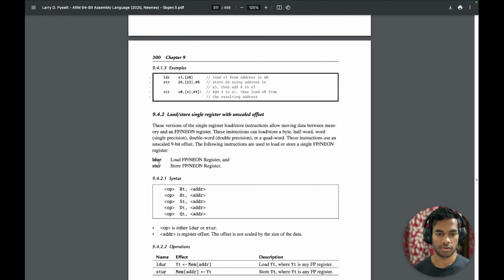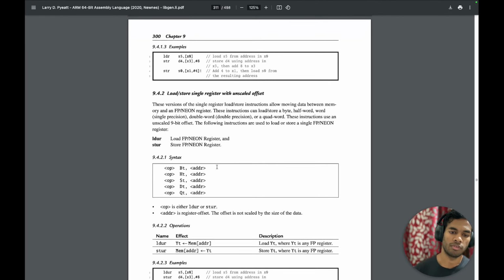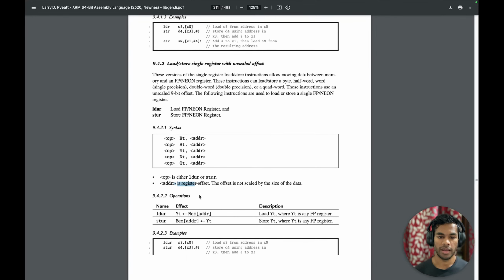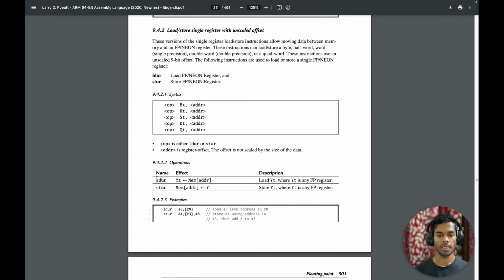The following instructions are used to load or store a single FP Neon register: store unscaled register, load unscaled register, load FP Neon, store FP Neon. The operation is either load or store. The address is a register plus offset. The offset is not scaled by the size of the data. So the value at the memory location whose address is given comes to the YT register, and the value in the YT register is stored in the memory location provided.